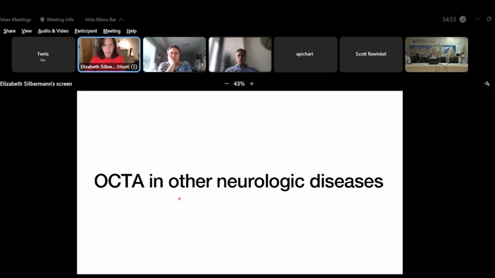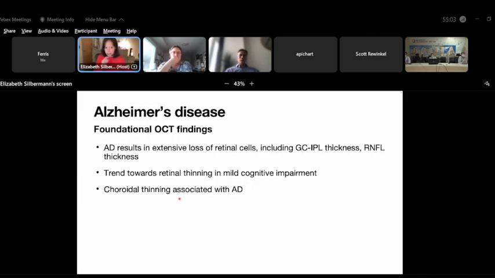So with that, I'll transition to talking about OCTA in other neurologic diseases. And I'll start by talking about Alzheimer's disease. Within the world of Alzheimer's disease, there is great interest in establishing structural biomarkers to use to measure disease progression, as well as to follow for possible therapeutic agents.